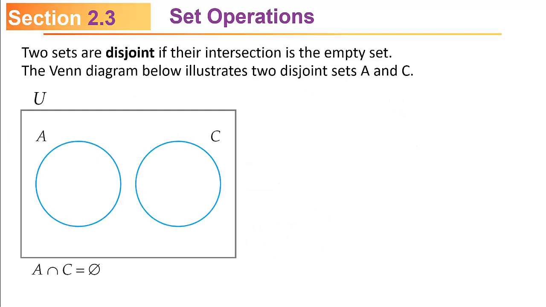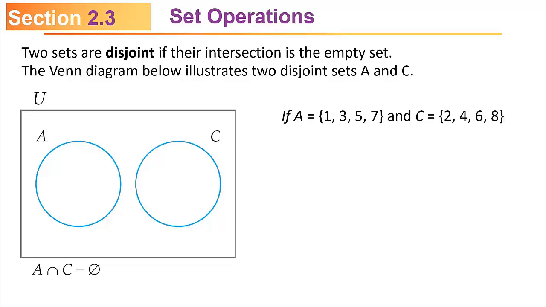Two sets are disjoint if their intersection is the empty set. In other words, if there is no overlap, then there is nothing in common between the two sets, so the intersection is empty. And two sets are said to be disjoint if their intersection is the empty set. Looking at it on the Venn diagram, there is no overlap. And symbolically, you can say A intersect C is the empty set if the sets are disjoint.